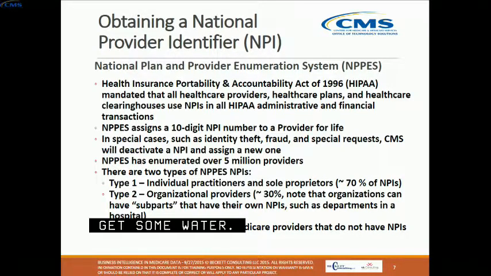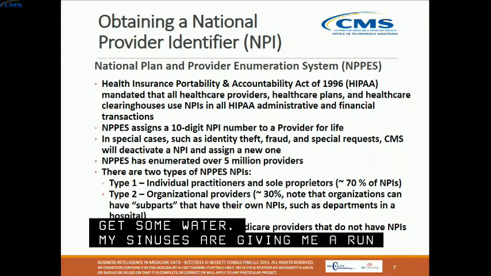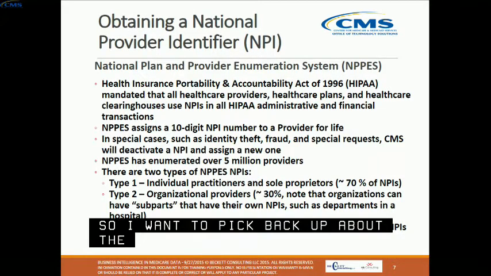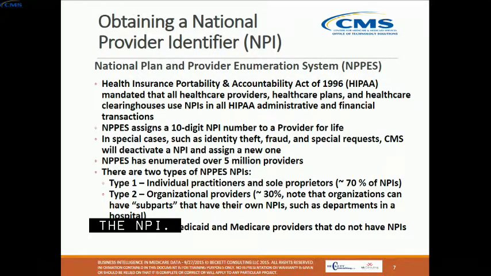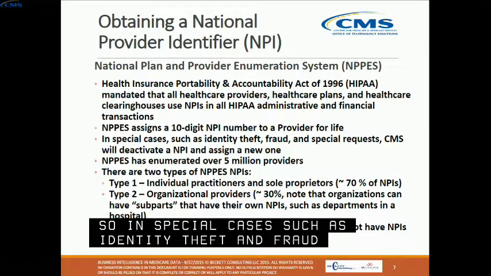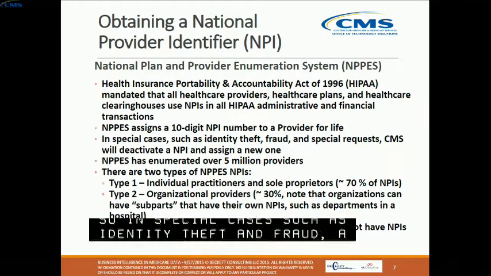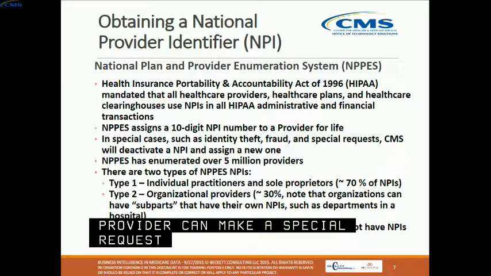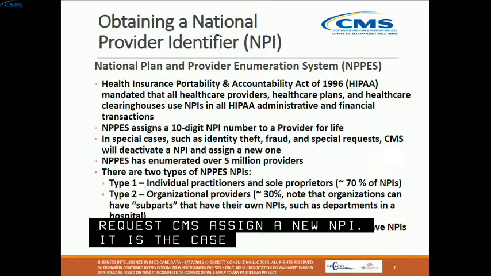So I'm going to pick back up about the NPI. In special cases such as identity theft and fraud, or if a provider makes a special request, CMS will assign a new NPI. It is the case by policy, however, that a provider cannot and should not have more than one concurrently active NPI.